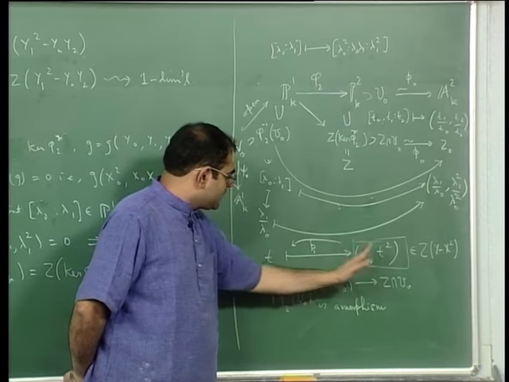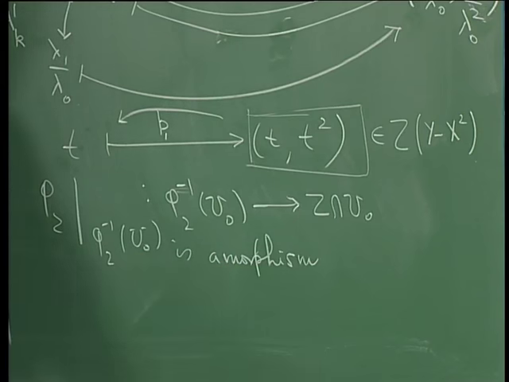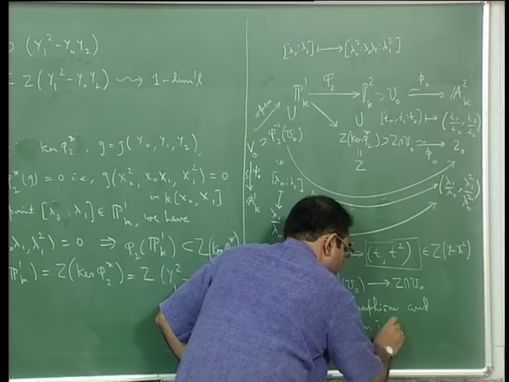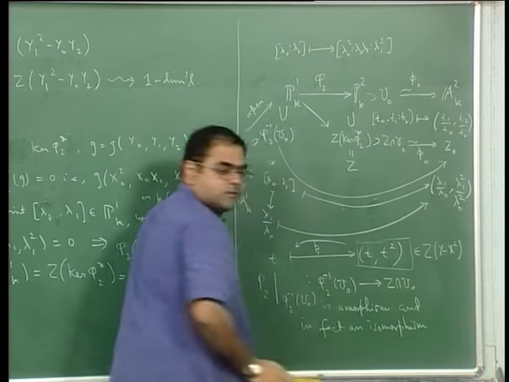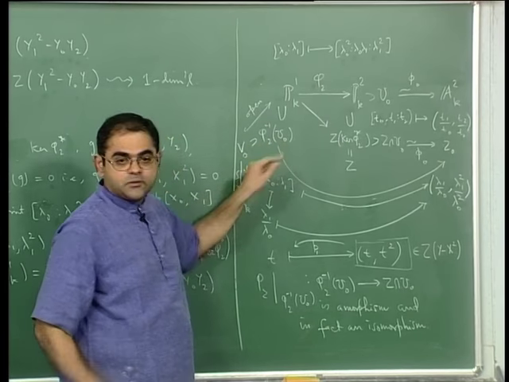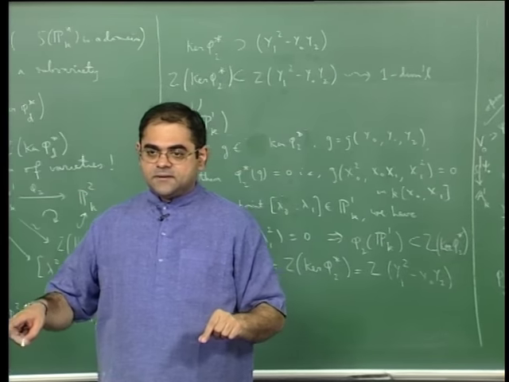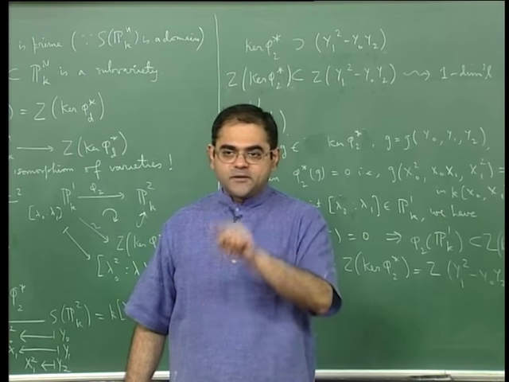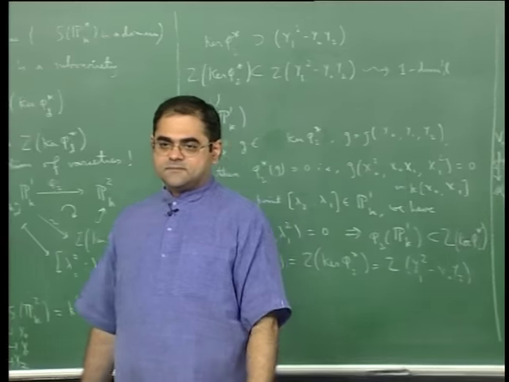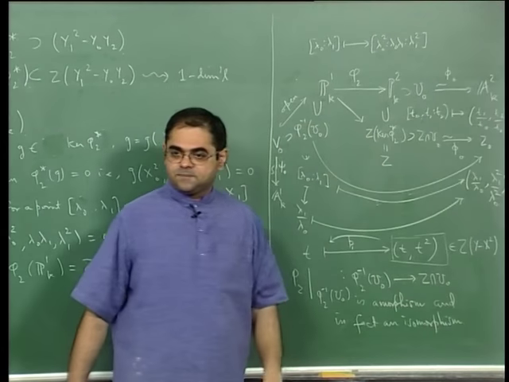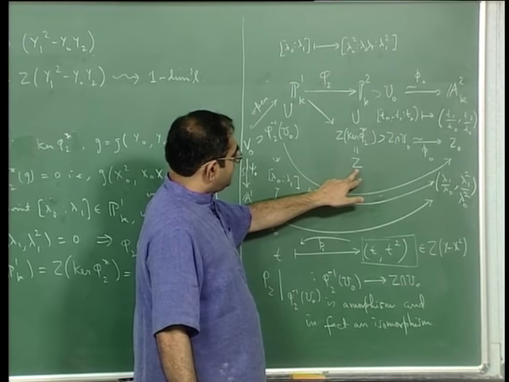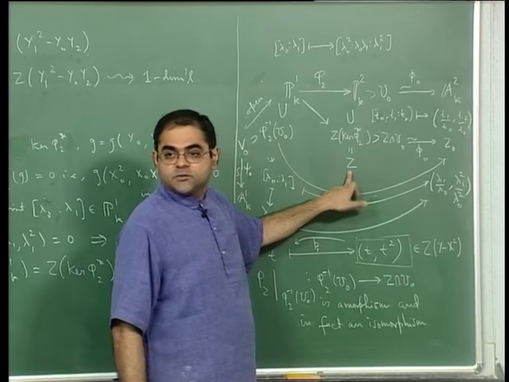So the moral of the story is that this map is not just a morphism, it is actually an isomorphism. So what I have proved is that if you restrict phi 2 to phi 2 inverse U0 to its image, that's an isomorphism. I did this for U0, you try it and write it down, you do it for U1 and U2 also, it will be an isomorphism. So you have checked on a cover that phi 2 is an isomorphism, and therefore it is an isomorphism. So phi 2 actually gives you an isomorphism of P1 onto Z. So I repeat, what I have proved is phi 2 from phi 2 inverse U0 to Z intersection U0 is an isomorphism.